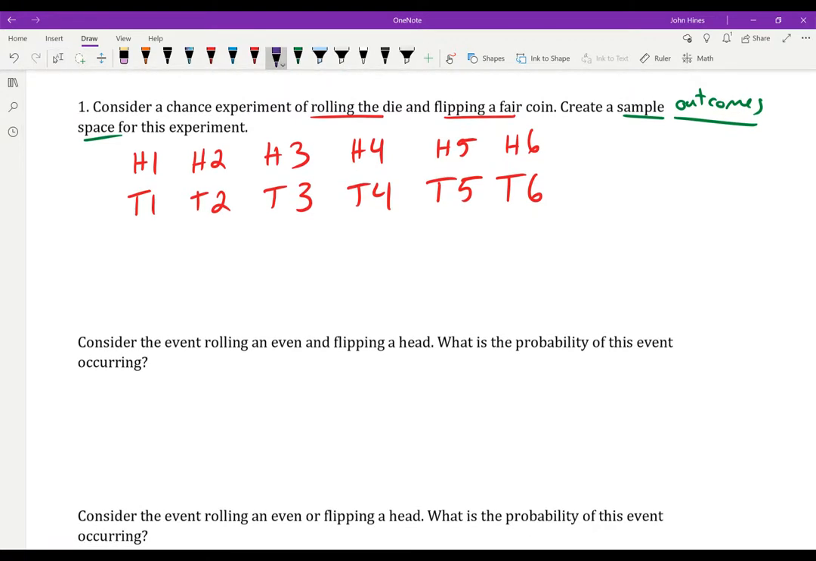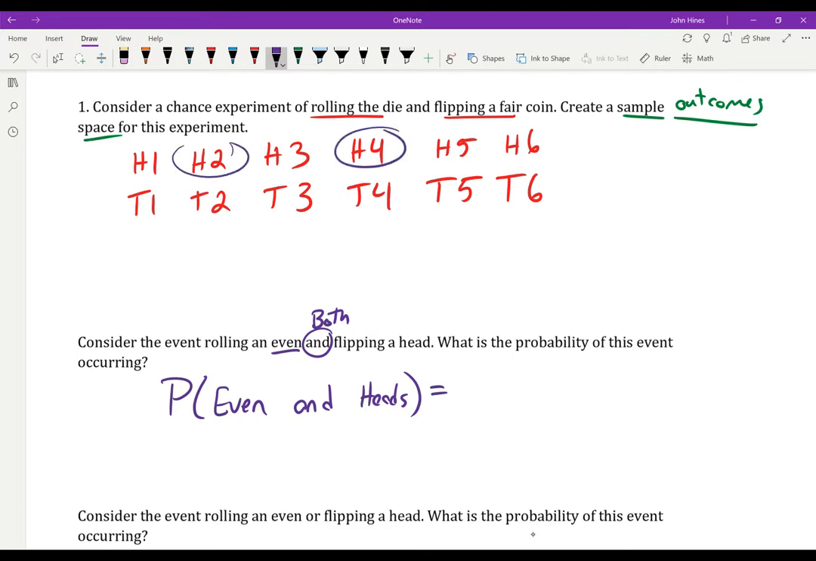So consider the event rolling an even and flipping a heads. So I want the probability of even and heads. So here we go. I need to be both even and flip a heads. So I'm only looking at this top row here because those are the heads. And I'm only allowed to pick the even numbers. So there were 3 out of 12 outcomes.